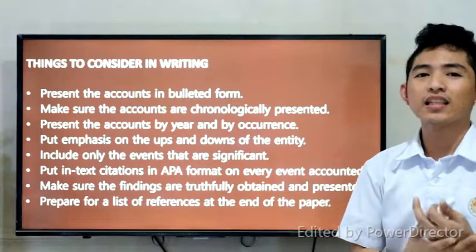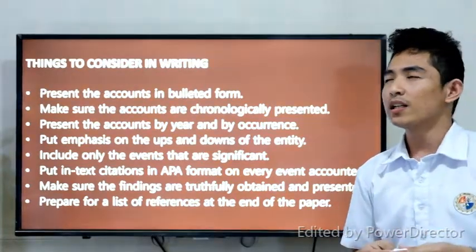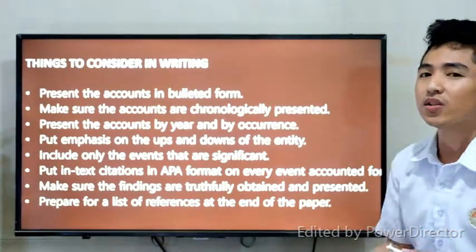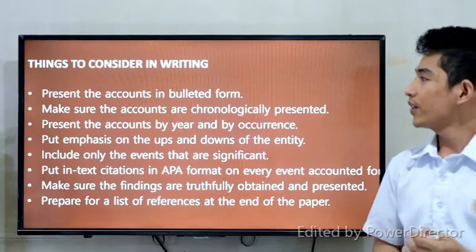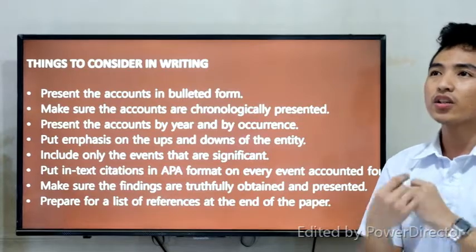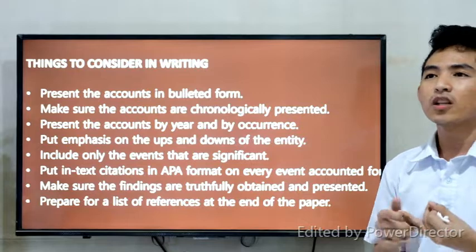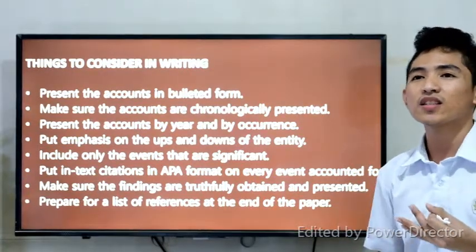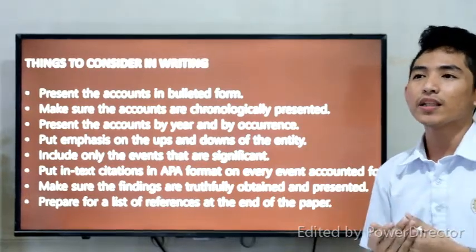So how can we say that peaks and valleys is well written? Well, here are some of the things that writers need to consider in writing the peaks and valleys. First, the account should be in bullet form. Also, it should be presented in chronological order, either by order or by occurrences, but mainly emphasizing the ups and downs of the company.